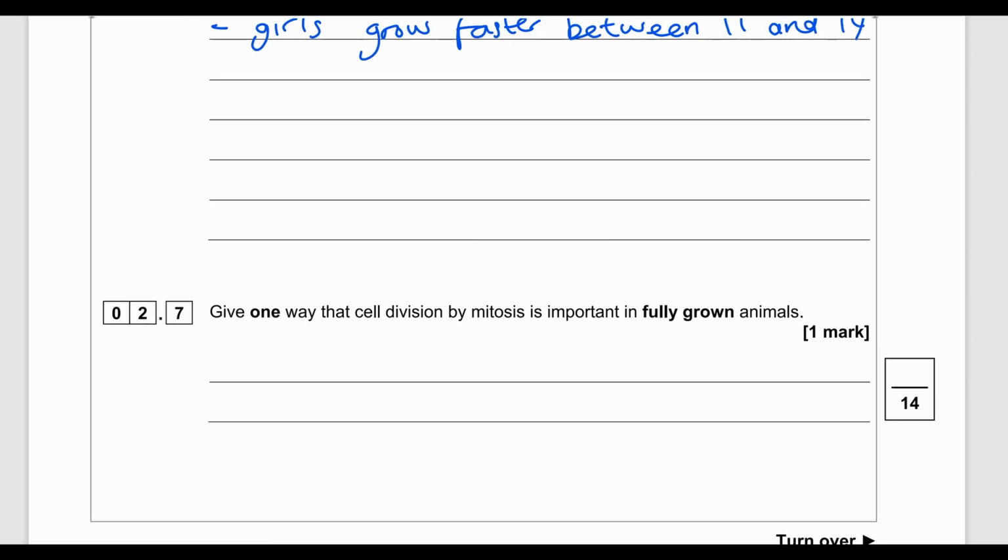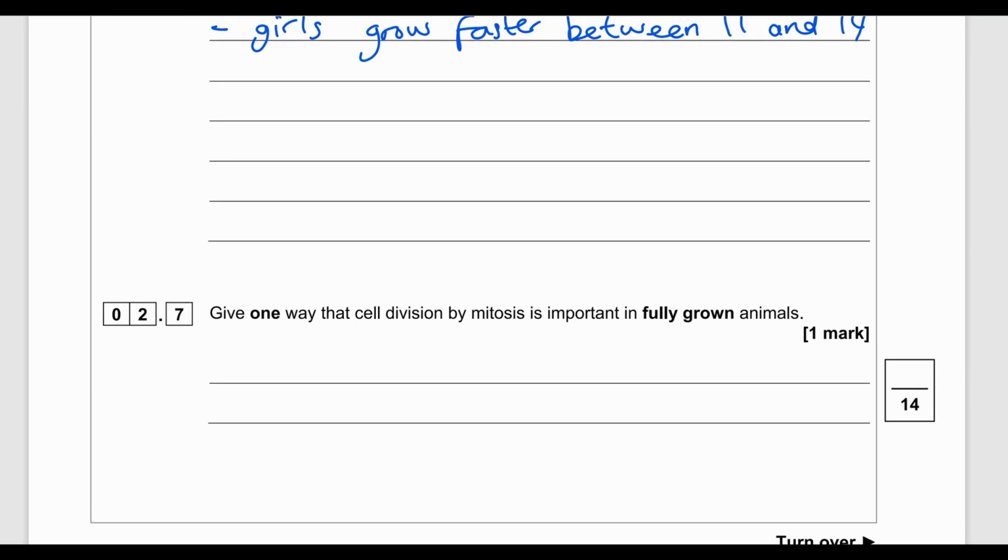2.7. Give one way that cell division by mitosis is important in fully grown animals. Right, so they put in fully grown for a very important reason. Reminding ourselves of why mitosis is important overall, we know from before that it's a form of cell division, but it has three roles. One is for growth, one is for repair, and the third is to form multicellular organisms.